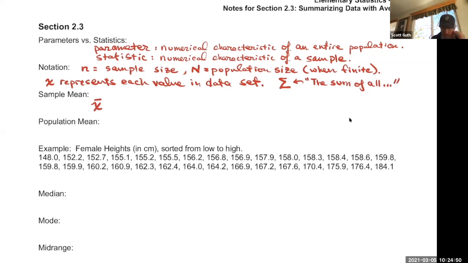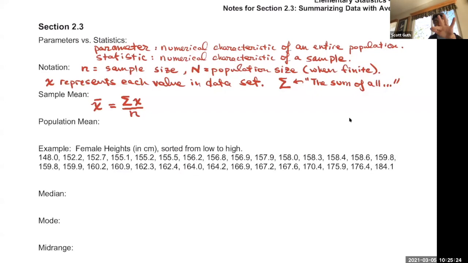Okay, remember X is every value in turn in a data set. So to compute X bar, we would sum all X, so it is the sum of all X in a data set, divided by the sample size, which we said was N. Okay, any questions? So that's the sample mean, an X with a bar over it.